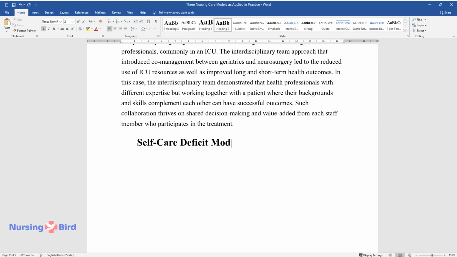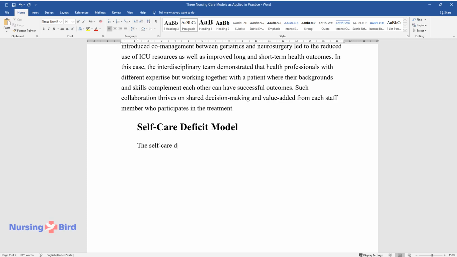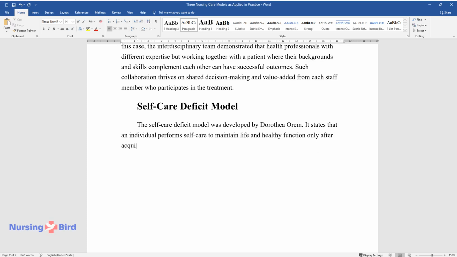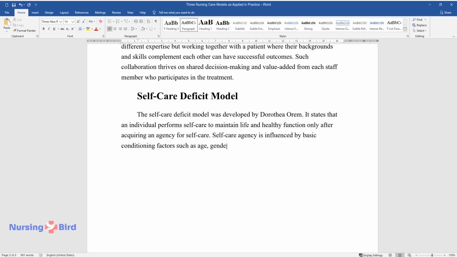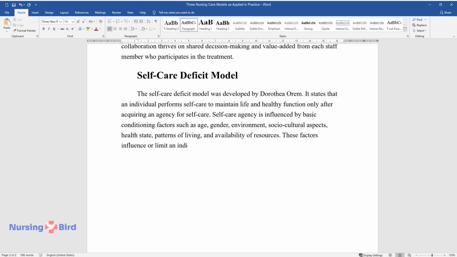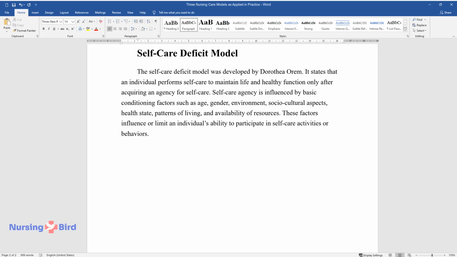Self-care deficit model. The self-care deficit model was developed by Dorothea Orem. It states that an individual performs self-care to maintain life and healthy function only after acquiring an agency for self-care. Self-care agency is influenced by basic conditioning factors such as age, gender, environment, socio-cultural aspects, health state, patterns of living, and availability of resources. These factors influence or limit an individual's ability to participate in self-care activities or behaviors.